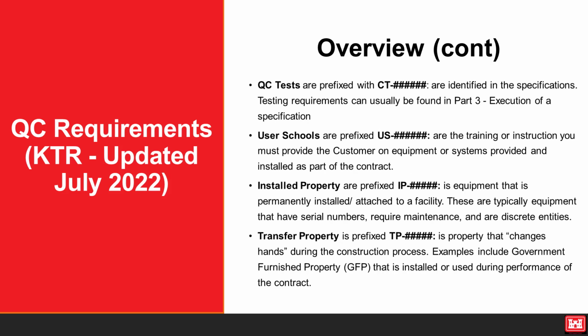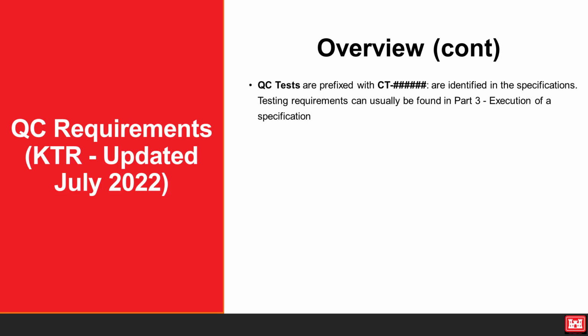QC tests are prefixed with CT followed by unique sequential numbers. The need for specific QC tests is identified in the specifications. Testing requirements can usually be found in Part 3, Execution of a specification. Although you will develop the list of QC tests for the contract, your government representative will have final say in the complete list of QC tests that will be required.